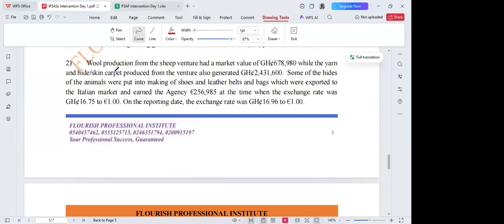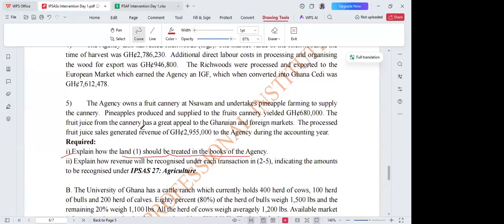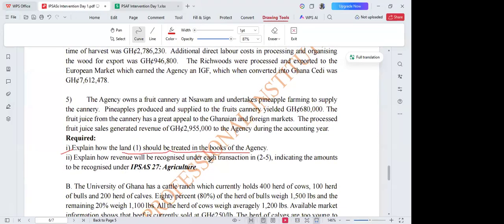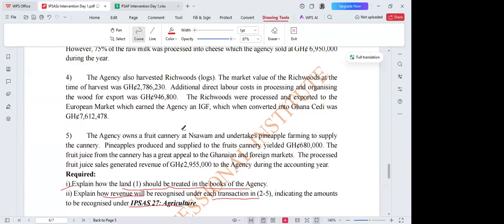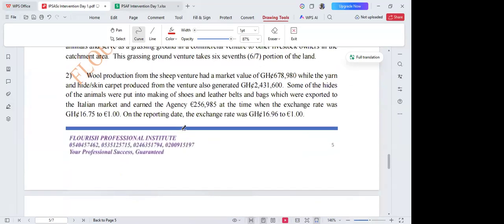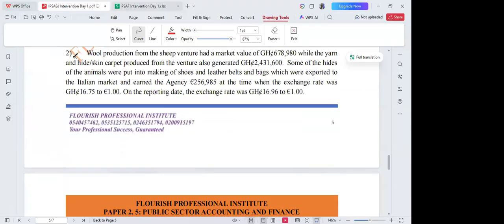Okay. Let's go to two. Remember the requirements for two to the fifth one. He's saying that we should look at how revenue will be recognized under each case. So here our focus is on revenue in line with the standard IPSAS 27, how revenue will be recorded under each case. So let's go to 2. Arira, can you read this?